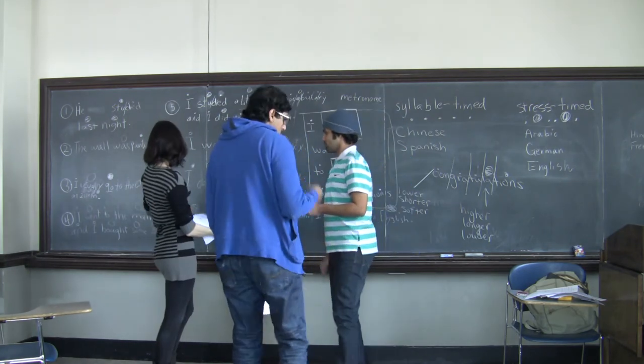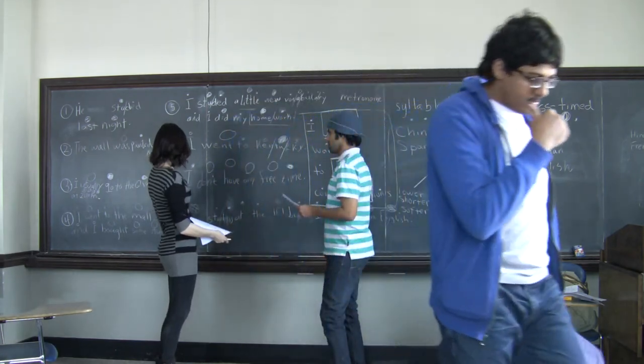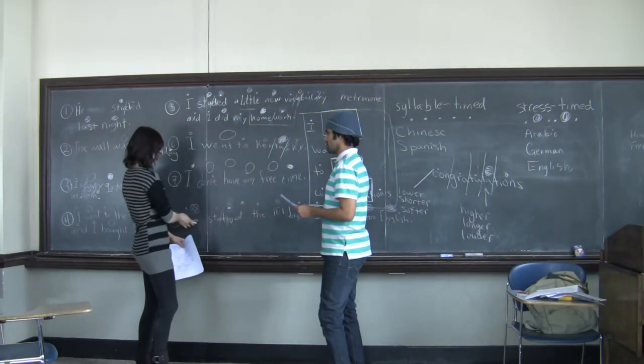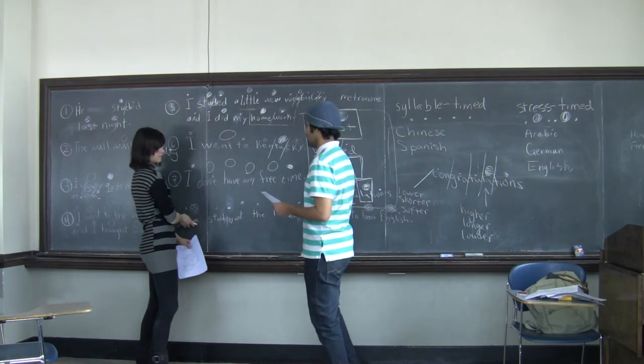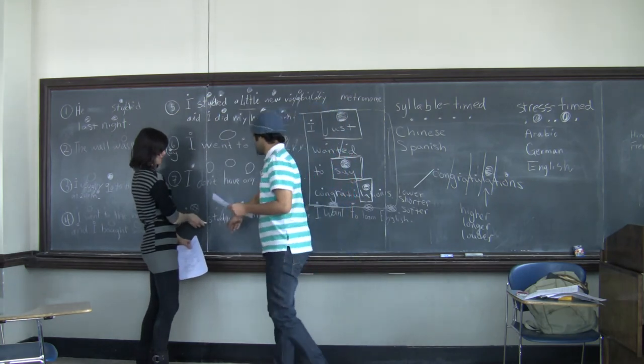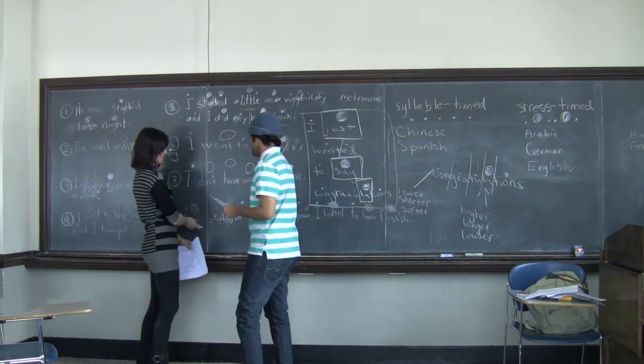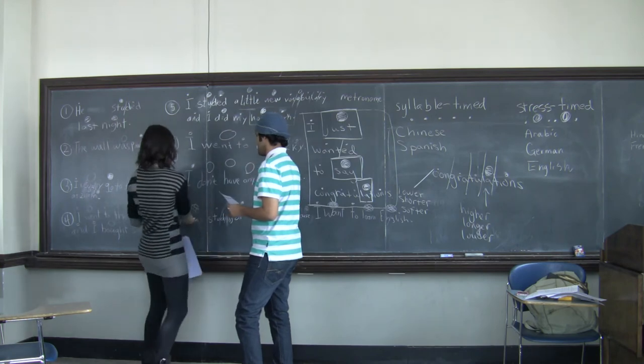What about this one? This is my function word, helping. And now my verb is helped. So we have two verbs together, and then the helping verb is.